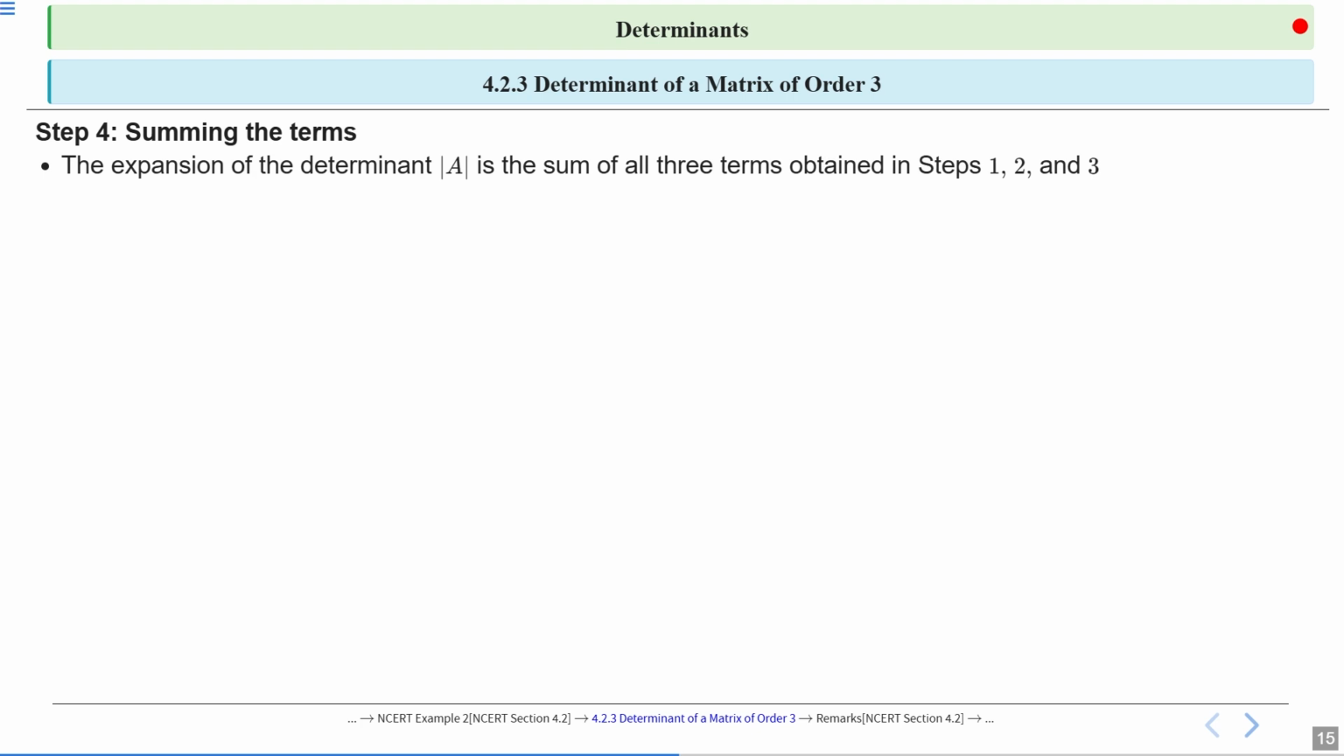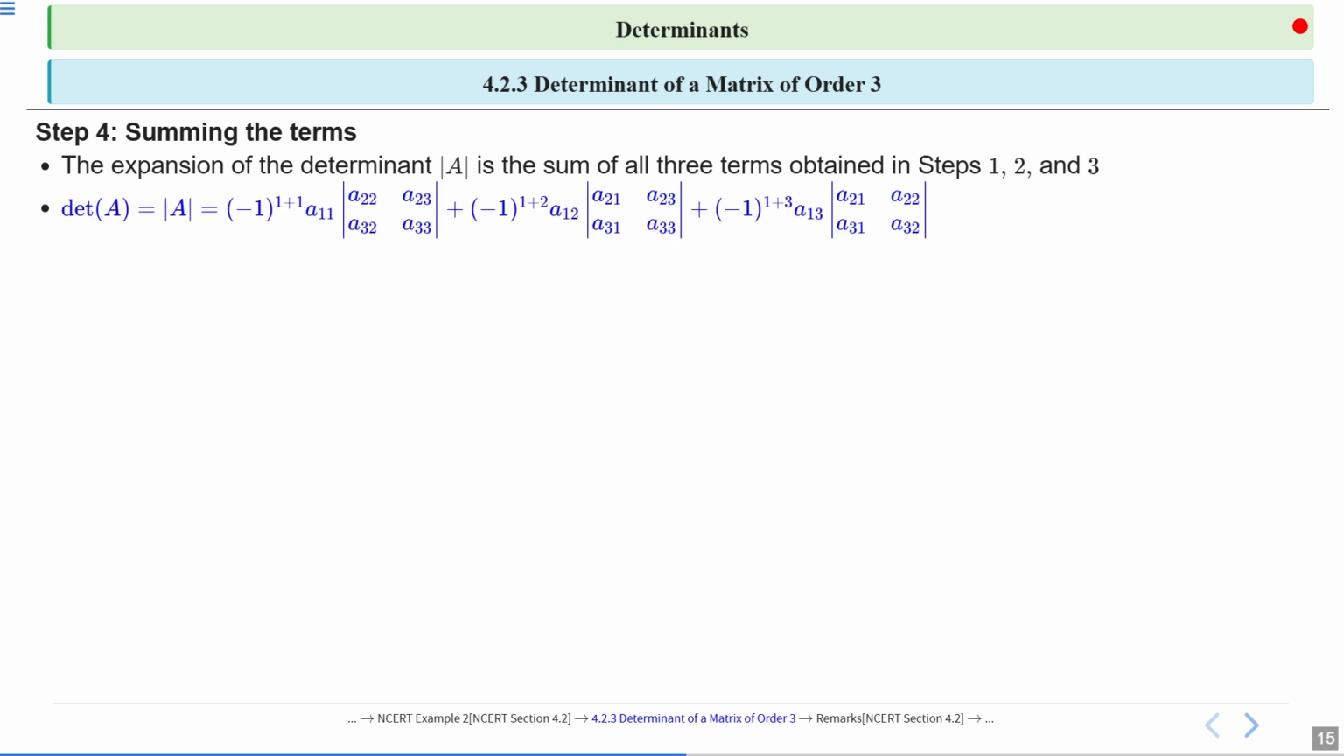Now summing these three terms, the expansion of determinant A is the sum of all three terms obtained in steps 1, 2 and 3. So determinant of A is minus 1 to the power 1 plus 1, A11. For the first element A11, we multiply with minus 1 to the power i plus j, that is the indices, and the determinant of the matrix obtained by deleting the first row and first column. Then plus, for the second element, multiply with minus 1 to the power 1 plus 2, and then the determinant of the matrix obtained by deleting the first row and second column.